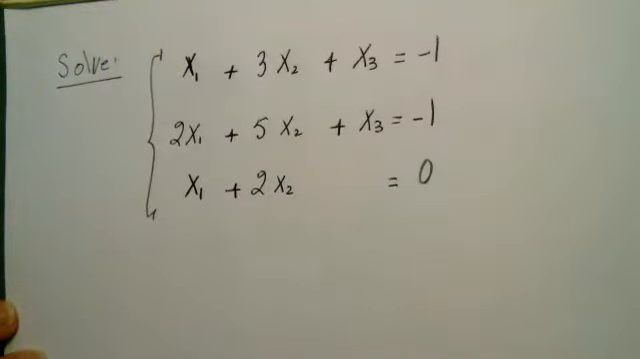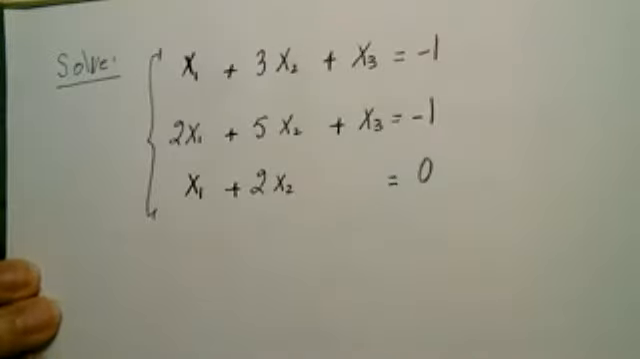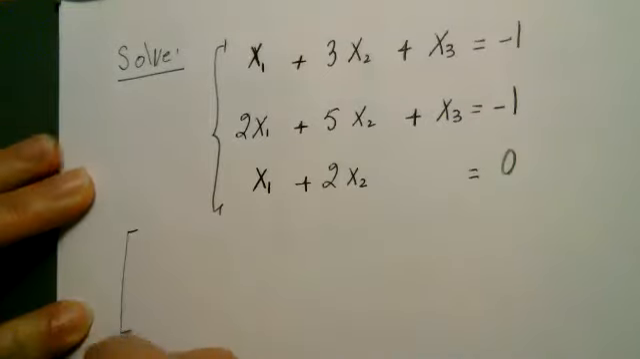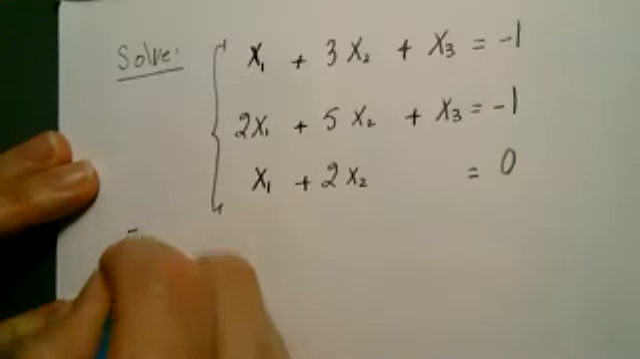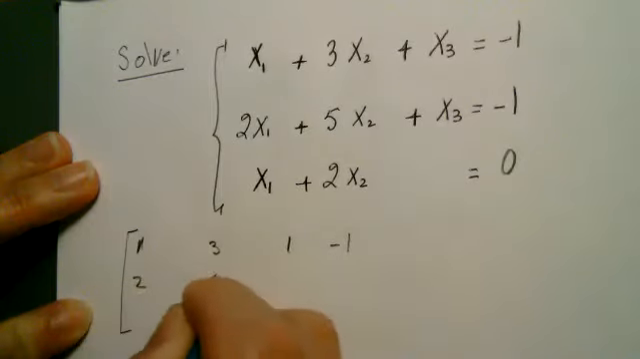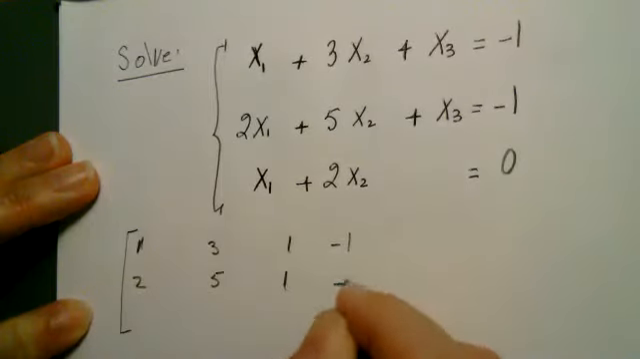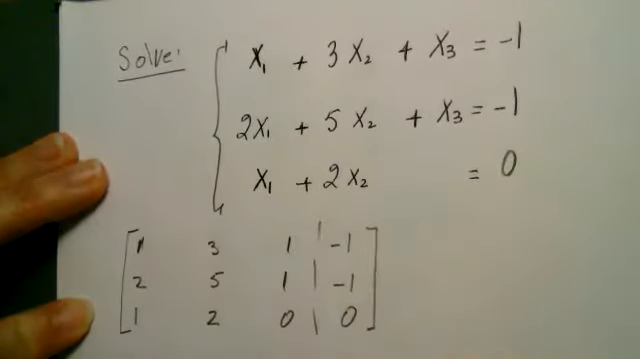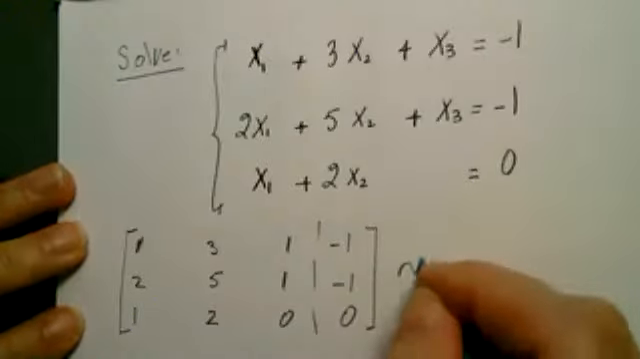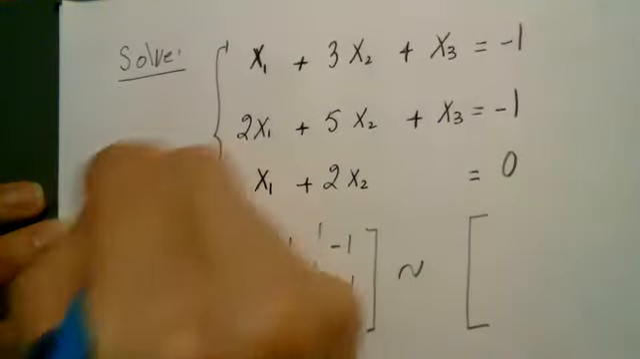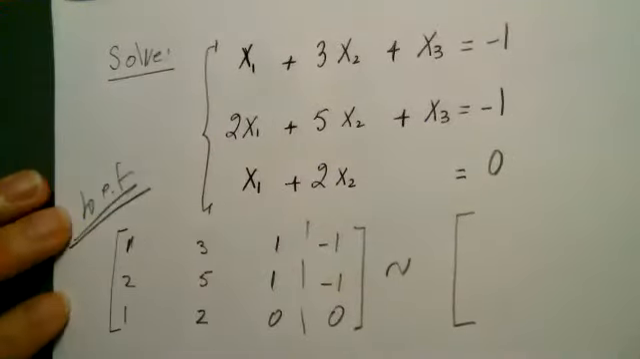Okay. Again, I'm still with 3 equations, 3 unknowns. So I will do exactly what we always do. The augmented matrix is 1, 3, 1, minus 1; 2, 5, 1, minus 1; 1, 2, 0, 0. And I'm going to go to the echelon form. So to the echelon form. Very good. So let's see what I get.